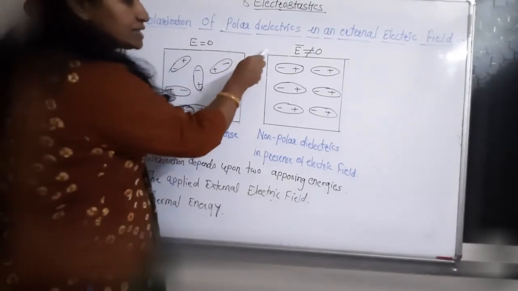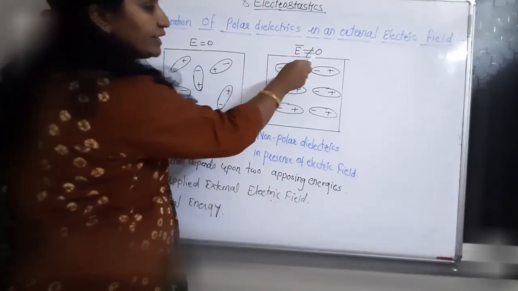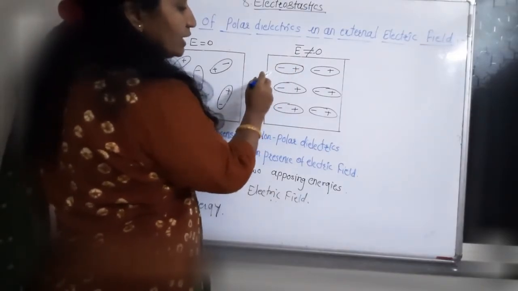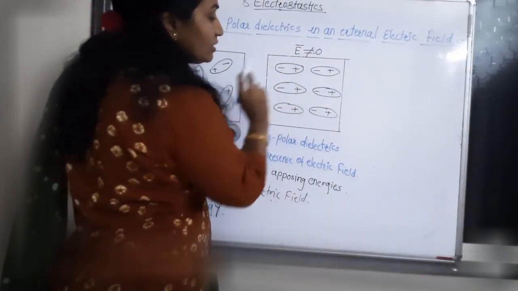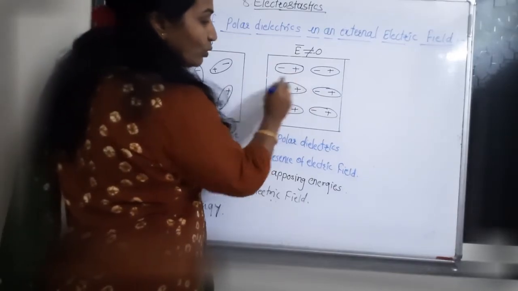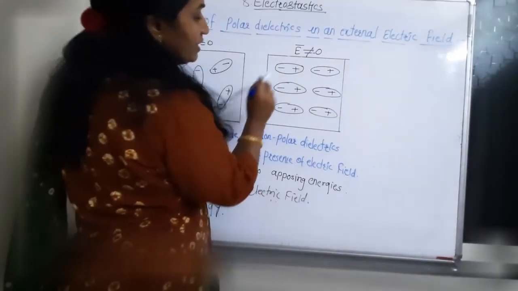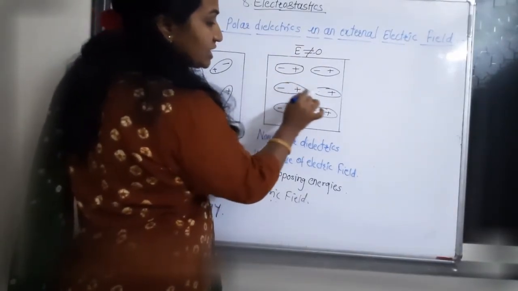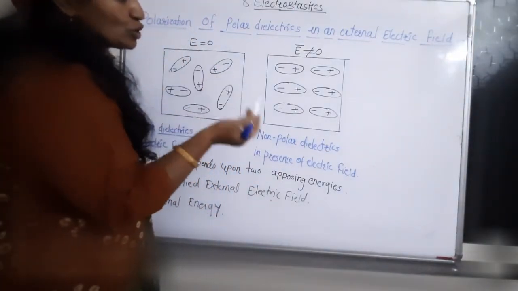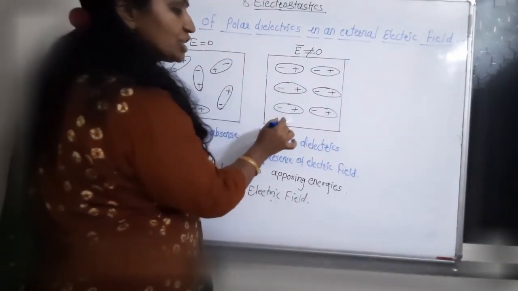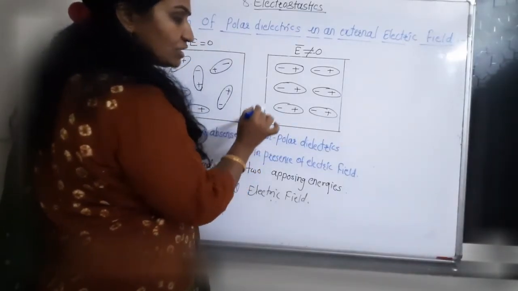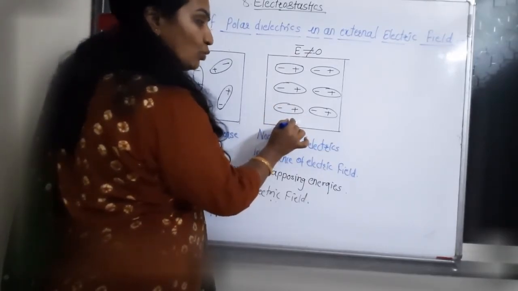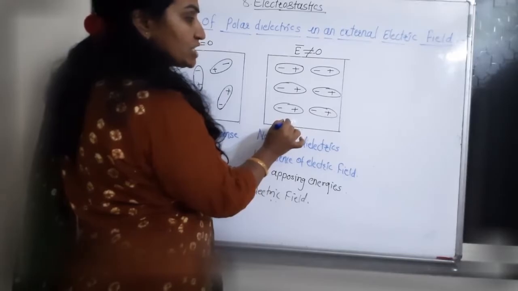If an external electric field is applied, meaning the field is not equal to zero, the molecules tend to align with the field. They develop a total dipole moment in the direction of the electric field, and because of this total dipole moment, polarization takes place. The definition of polarization is the dipole moment per unit volume, and the symbol for polarization is P.